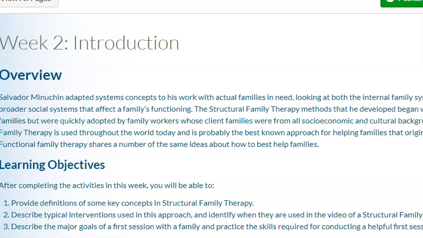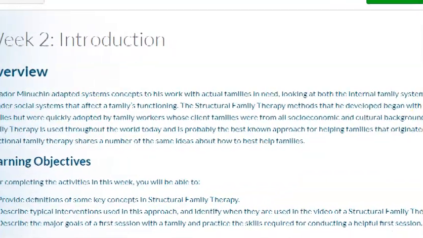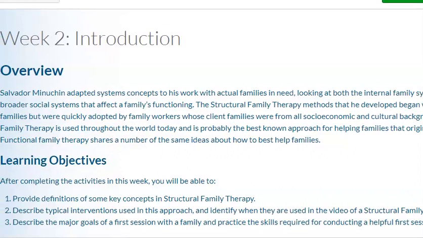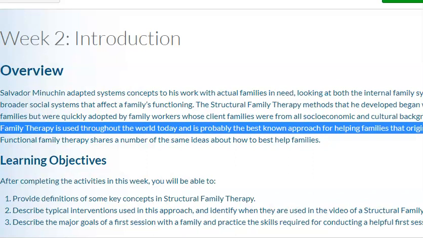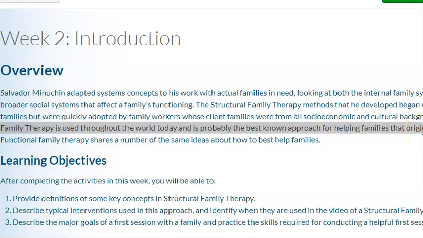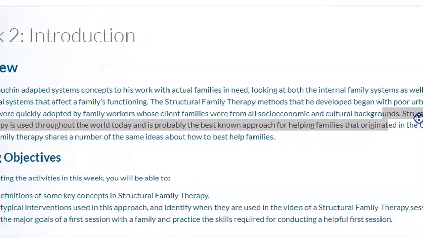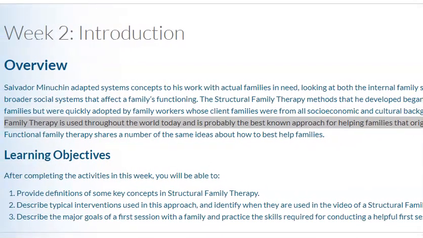The structural family therapy methods that he developed began with poor urban families, but were quickly adopted by family workers whose client families were from differing socioeconomic and cultural backgrounds. Structural family therapy is used throughout the world today and is probably the best known approach for helping families that originated in the United States. Functional family therapy shares a number of the same ideas about how to best help families.